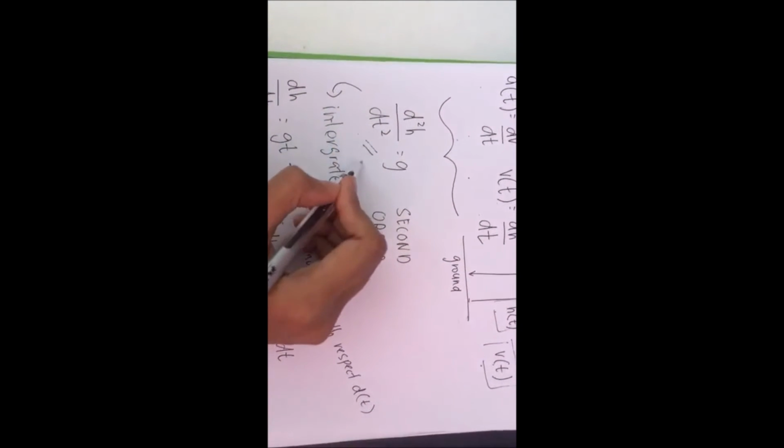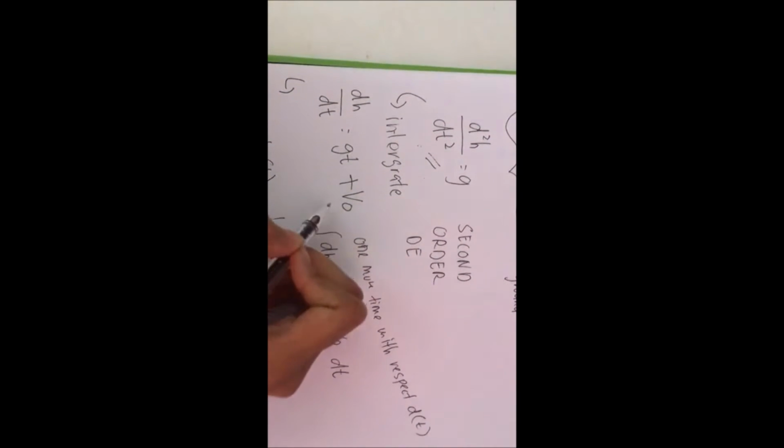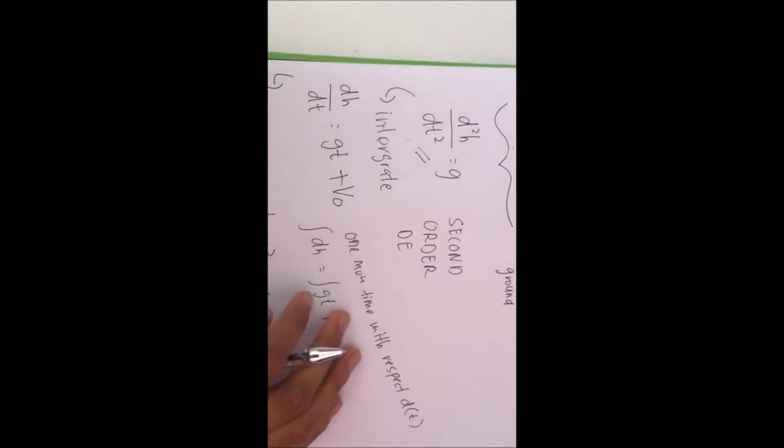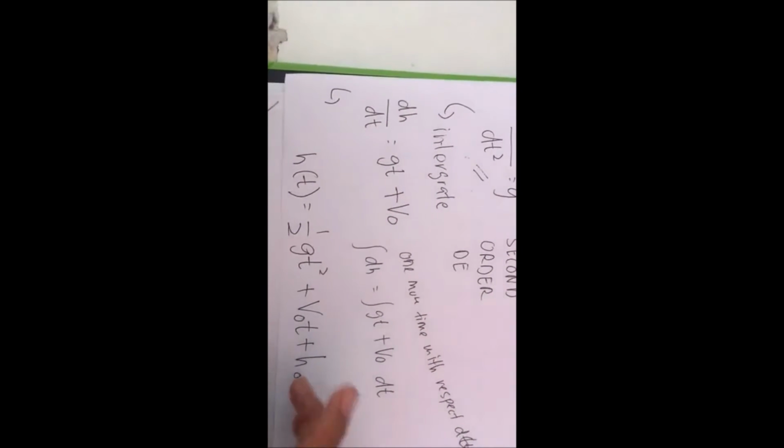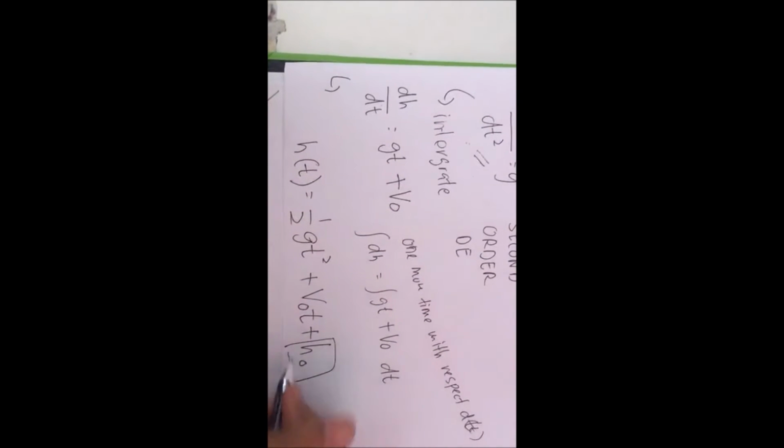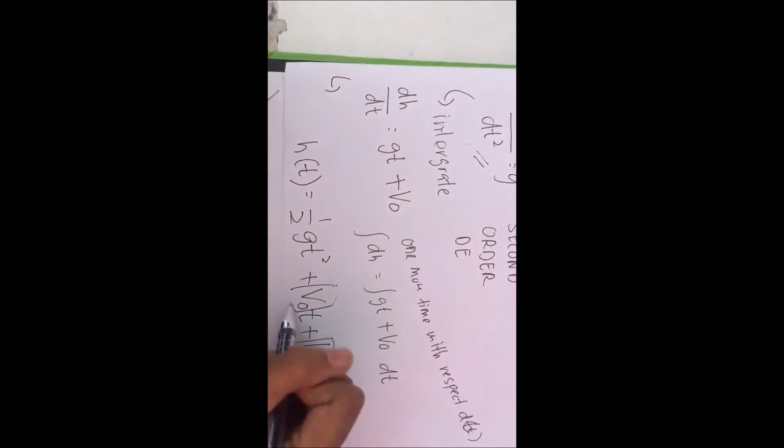We integrate both sides and we obtain dh over dt equals gt plus v naught. We integrate one more time with respect to t, and we will get h(t) equals 1 over 2 gt squared plus v naught t plus h naught. This equation describes the height of the falling object from an initial height h naught at initial velocity v naught as a function of time. That's all from me. Thank you.